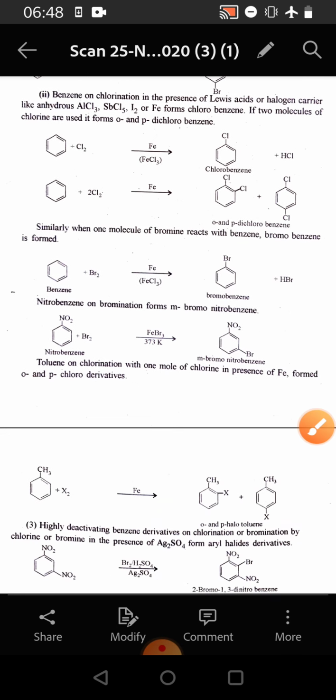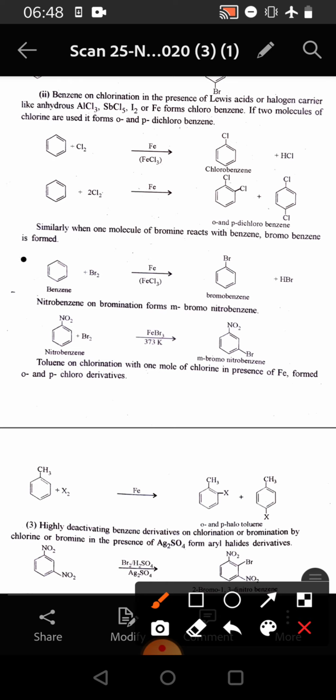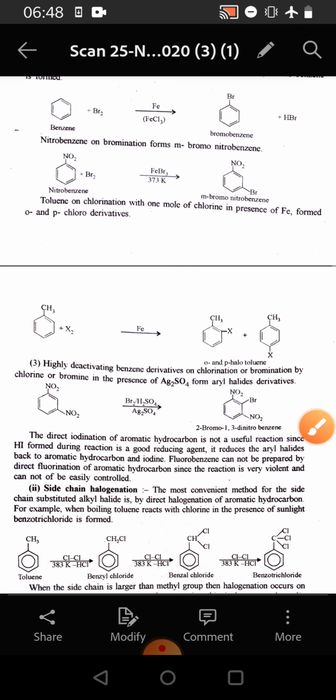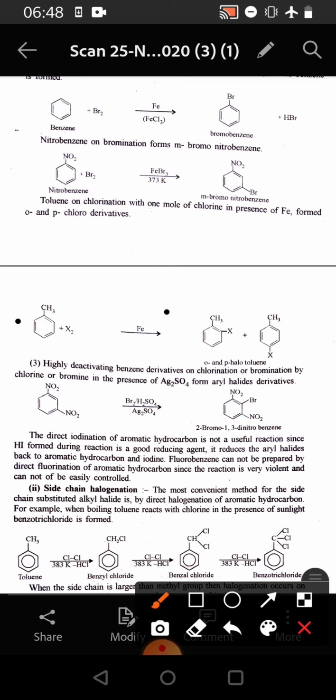Similarly, when one molecule of bromine reacts with benzene, then bromobenzene is formed. Nitrobenzene on bromination forms meta-bromonitrobenzene. Toluene on chlorination with 1 mole of chlorine in the presence of iron forms ortho and para chloro derivatives. So toluene reacts with halogen to form ortho-halotoluene and para-halotoluene.